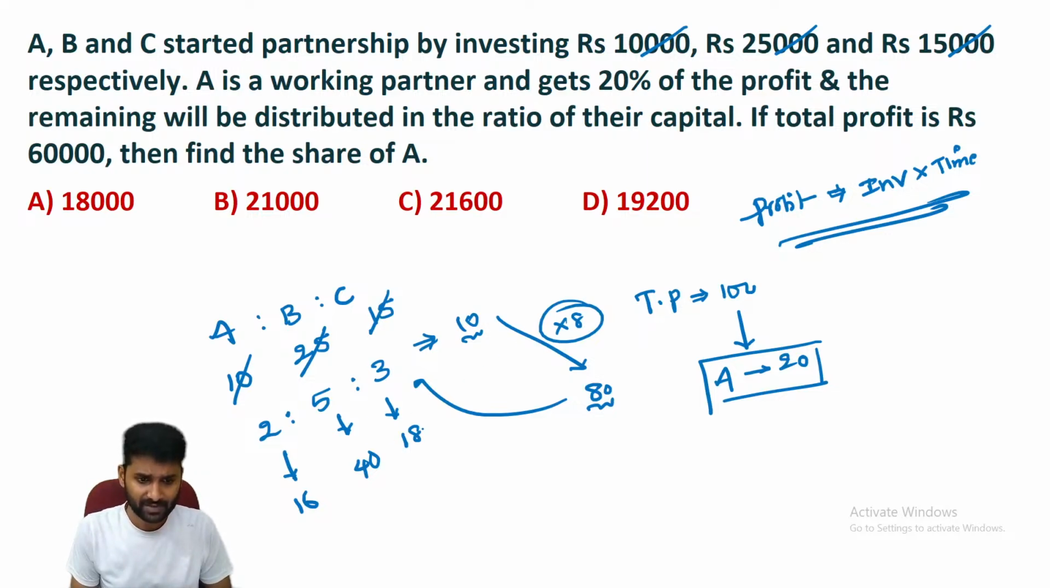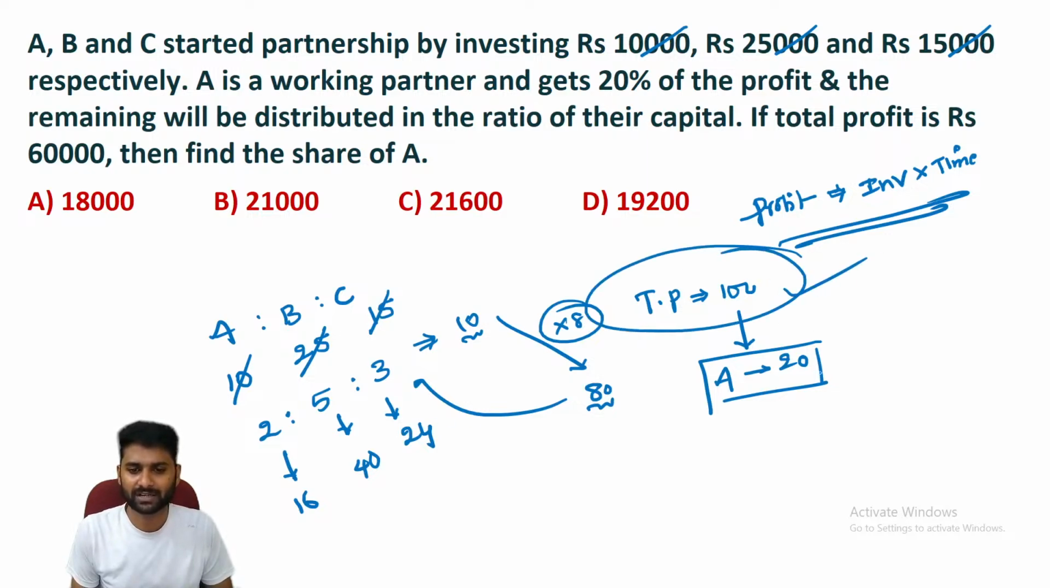Now see, 8 times 3 is 24. Now A gets 16, B gets 40, and C gets 24. Go through the overall observation. The total profit is 100. A will get 20 rupees as a salary. According to his investment, he will get 16 units. That is the overall observation.